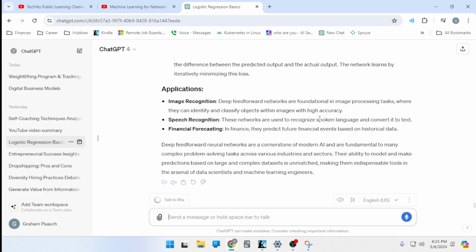Applications. Image recognition. Deep feed-forward networks are foundational in image processing tasks, where they can identify and classify objects within images with high accuracy. Speech recognition. These networks are used to recognize spoken language and convert it to text. Financial forecasting. In finance, they predict future financial events based on historical data.